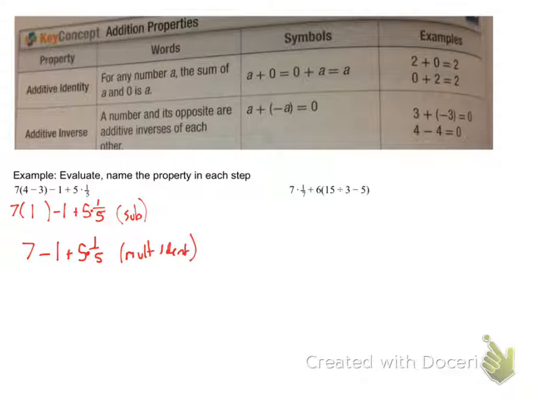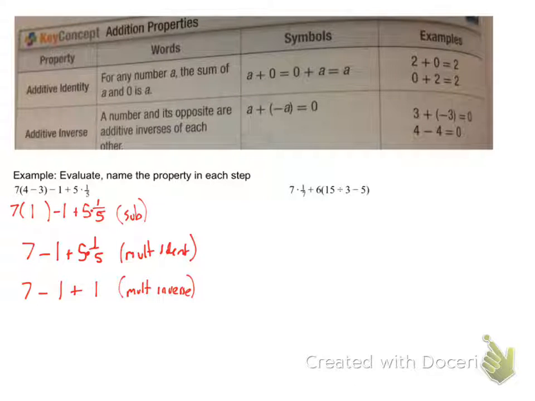Does everybody kind of see I'm doing one thing, telling me what I did? What property? The next thing I have to do, according to order of operations, what's it? 5 times 1/5, and 5 times 1/5 is? It's not 5. Oh, it's 1. This one is the multiplying inverse. Anything times its inverse when multiplied will equal 1.